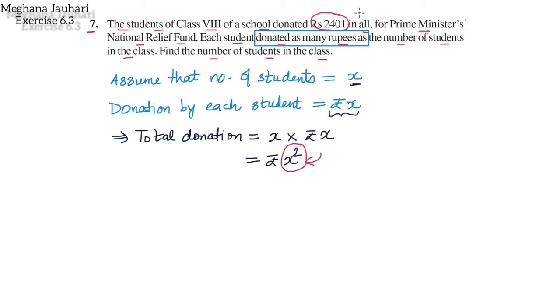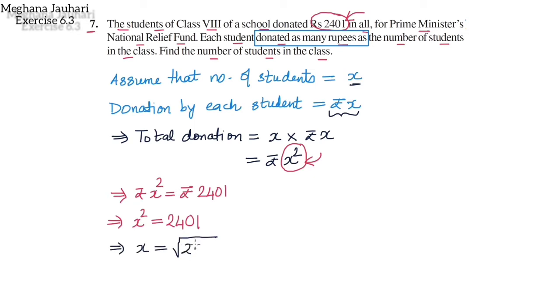But we also know that the total donation from the class was rupees 2401, right? So according to the question we can write that rupees x square is equal to rupees 2401, which basically means that x square is equal to 2401. So now we have to find the value of x, and the value of x will be equal to the square root of 2401. I hope you have understood this point.